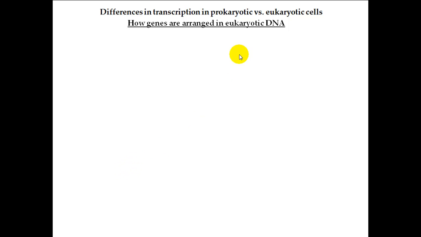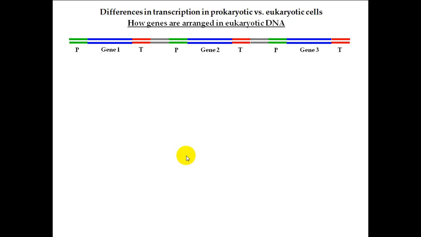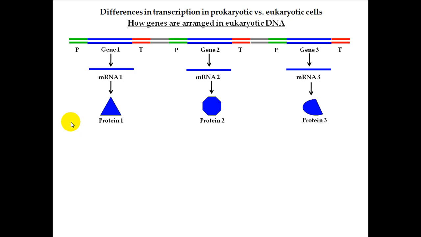If you take a look at how genes are arranged in eukaryotic DNA, it looks something like this, so that each individual gene has its own promoter and has its own terminator. Right? Each gene has its own promoter and terminator. So this means that each one of those genes is transcribed separately from one another in order to make the corresponding messenger RNA, and each one of those messenger RNAs then goes to the ribosome in order to make the corresponding protein. To sum up then, in eukaryotic DNA each gene has its own promoter and own terminator, so each gene is transcribed separately.